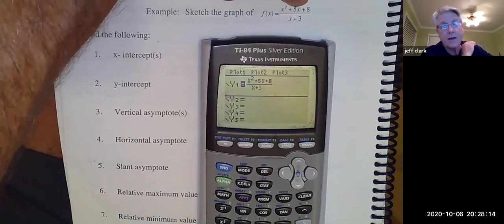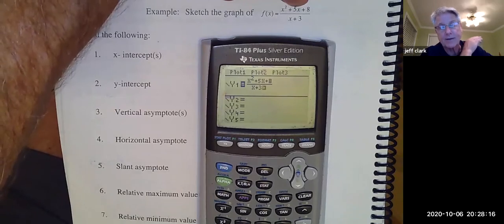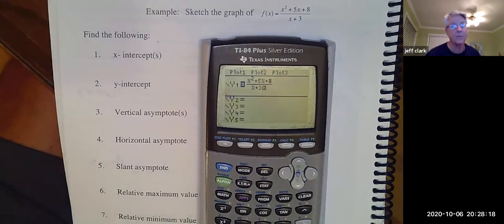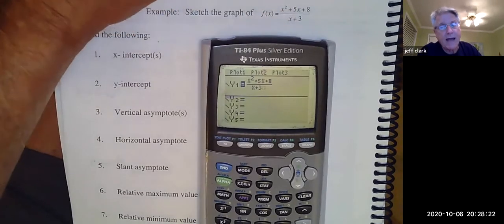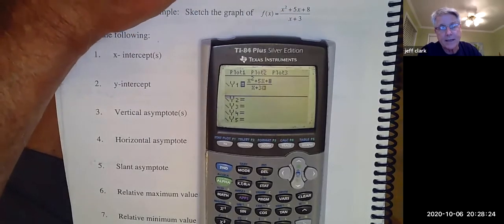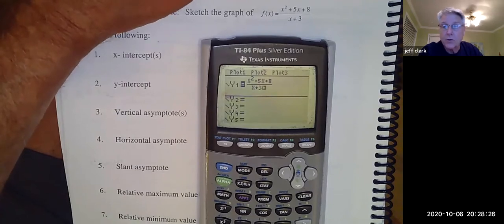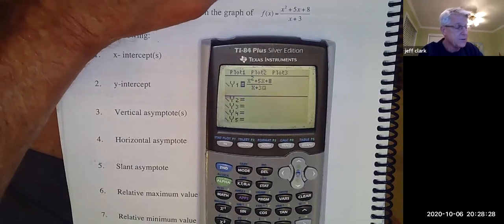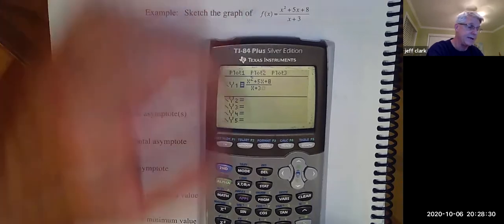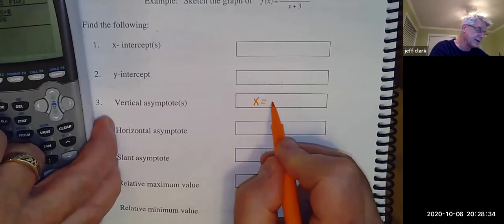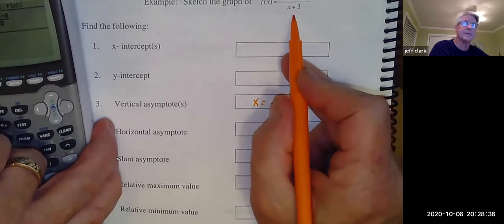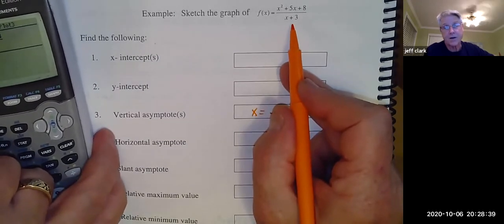So there's not going to be a hole, because a factor would have to have an x plus 3 up above to make the x plus 3 down below go away. So there are no factors that will make the vertical asymptote into a hole. So right now, before I even graph this thing, the vertical asymptote would be x equals -3. It's always the opposite of this, to make the denominator 0.